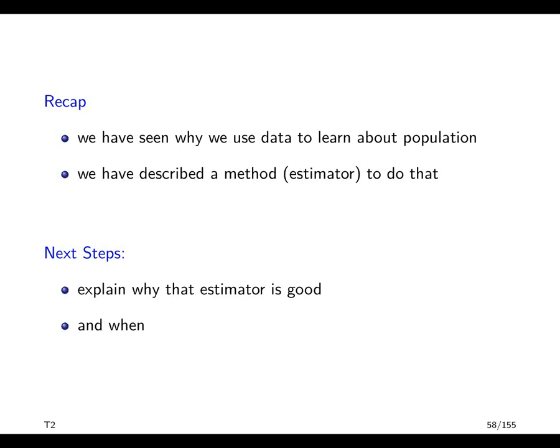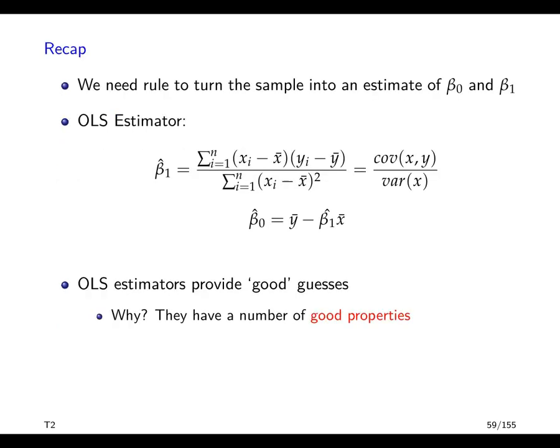Now the next steps are going to be to explain why that estimator is good and when that estimator is good. In other words, we need some type of rule, some type of method to turn the sample into an estimate of beta naught and beta 1. We have used the method or rule of the OLS estimator that you have as formulas, which we have seen several times already by now. And we have argued that this OLS estimator is good because it provides good guesses. It allows us to learn a lot. What does it mean that it provides good guesses? Well, that it has a number of good properties.